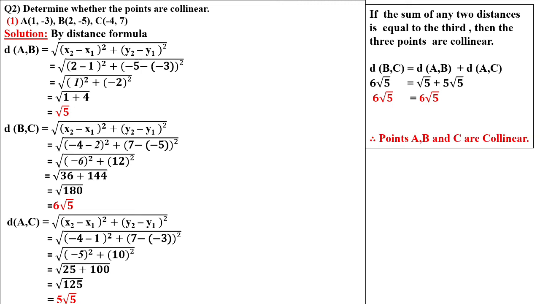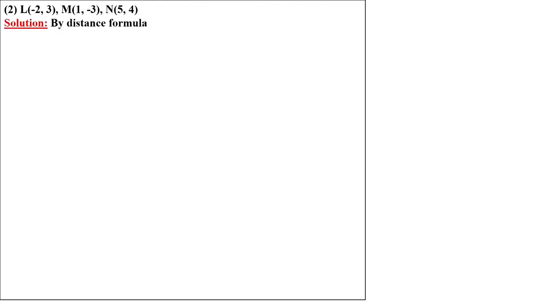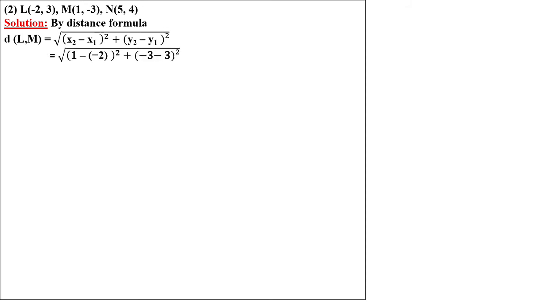The second set of points is given: point L, point M, point N. In the same way, by the distance formula we will find the 3 distances: LM first, then MN and LN. While taking LM, use the formula. X2 value is 1, X1 value is minus 2, Y2 value is minus 3, Y1 value is 3. So here 1 plus 2 became 3, and minus 3 minus 3 became minus 6. Square of 3 is 9 and square of minus 6 is 36. Addition is under root 45. So we do the prime factorization and we get 3 under root 5.